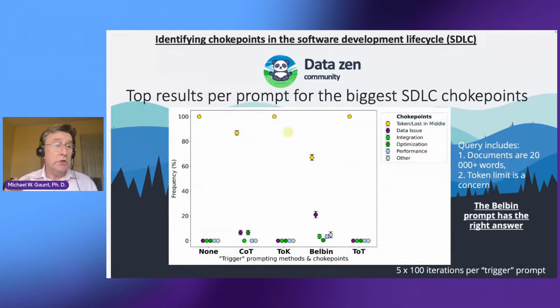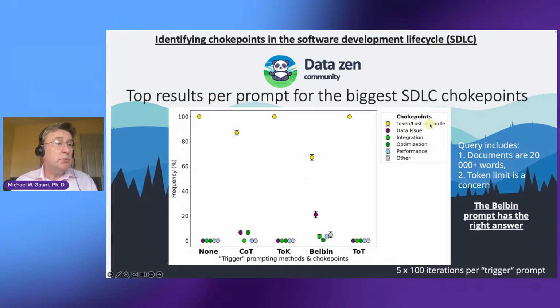So we put all that to the LLM. So we put the query. We don't have time to go through the exact query, but we put the query in that we have documents which are 20,000 plus words. There are token limit concerns, and then we subject it to the different power prompts: chain of thought, tree of knowledge, Belbin, tree of thought. And here we have the different choke points it's identifying. So we're saying identify the choke points, and here we have 500 iterations for each query. That's how we're generating the frequency here.